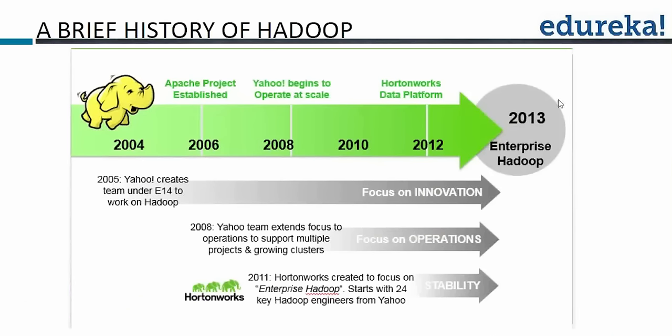Brief history of Hadoop. Look at this. Yahoo created a team to work on Hadoop. It became a project, operating at scale. Then the Hortonworks Data Platform. Some of you must have experienced this; Hortonworks has a sandbox and everything, and it's gaining popularity today. Then Cloudera, yes, Shrikant, thanks. A lot of people offer Hadoop platforms.